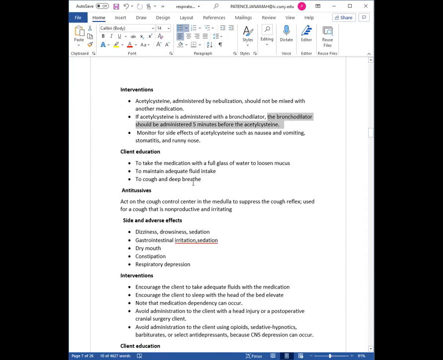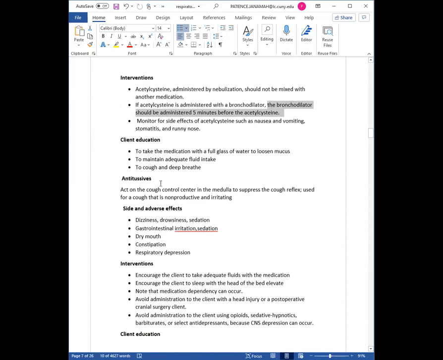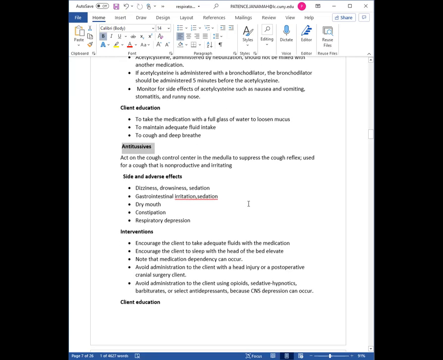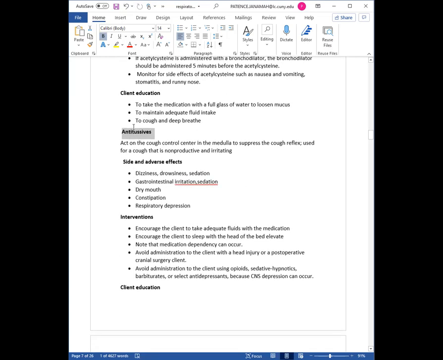To cough and deep breath, and then to take adequate fluid. I said that. Antitussive medications act on the cough control center in the medulla to suppress cough reflex, used for a cough that is non-productive. So these are cough syrup. Antitussive works on the cough center to suppress the cough reflex.